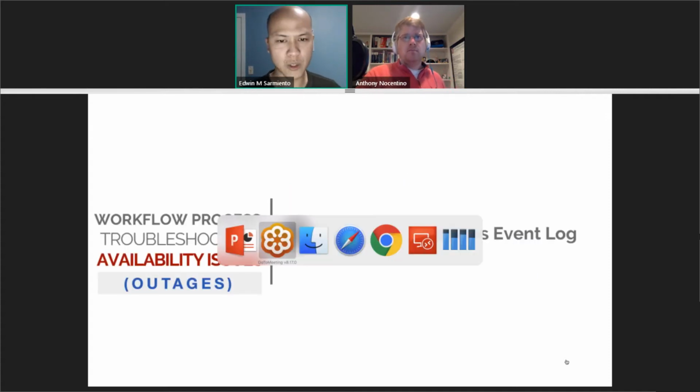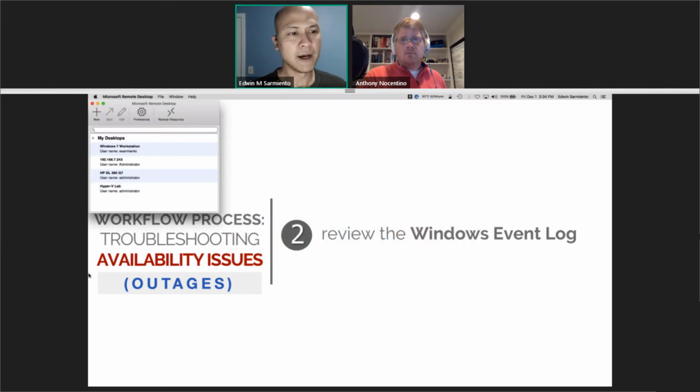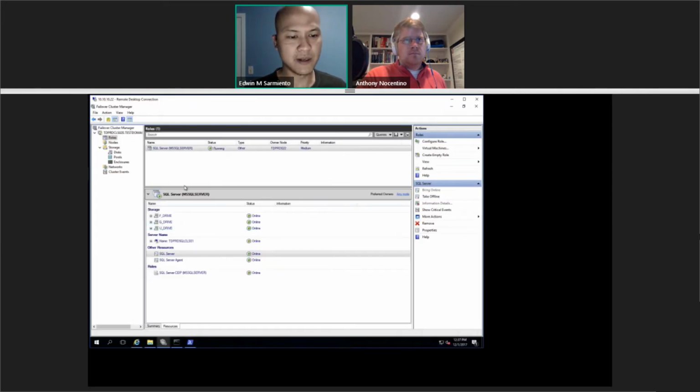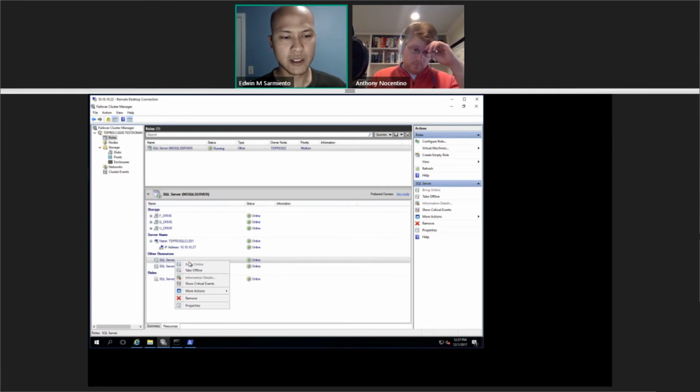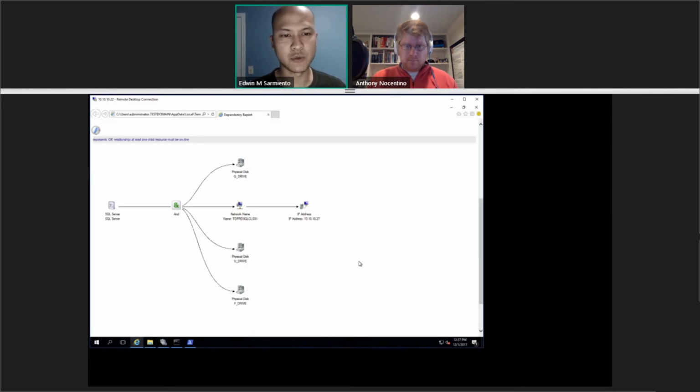Now let me show you real quick how the dependency report looks. Let's first look at the dependency report for a failover clustered instance. I have a SQL Server 2016 failover clustered instance with 3 shared drives, the virtual IP address, and the virtual network name. So let's look at the dependency report for the SQL Server failover cluster. Right-click, More Actions, and Show Dependency Report. Now, I'm not going to do that. I've already opened up the dependency report, so here it is.